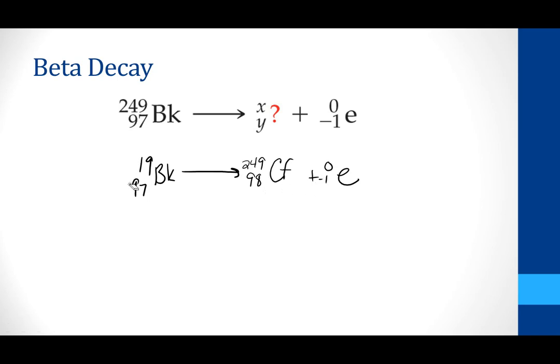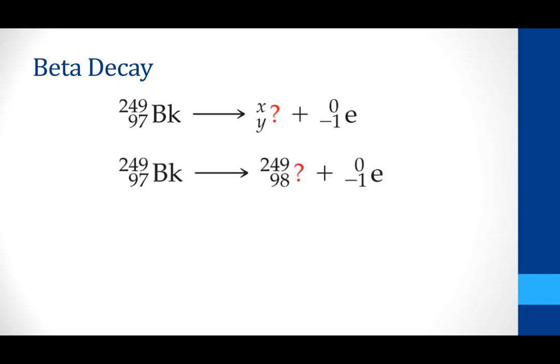So everything is balanced. Clicking through, we see the same process. Berkelium undergoes beta decay to form californium. Any guess where these elements were discovered? Both of them were discovered at Berkeley in California. So just a little fun fact there.